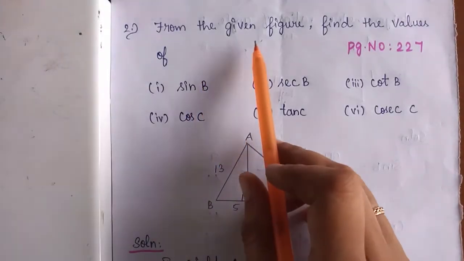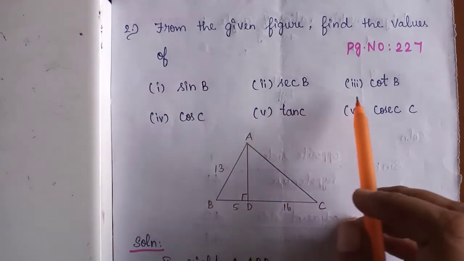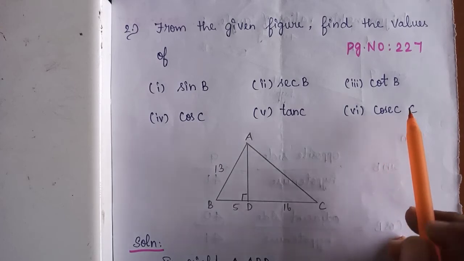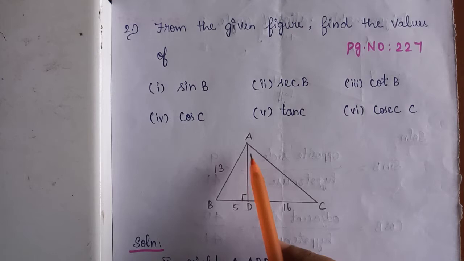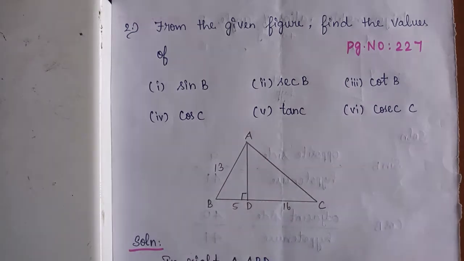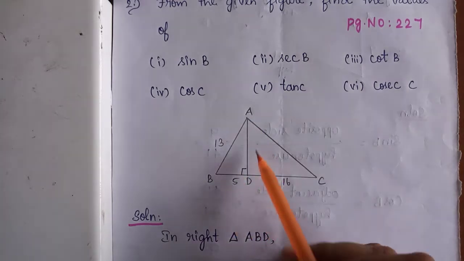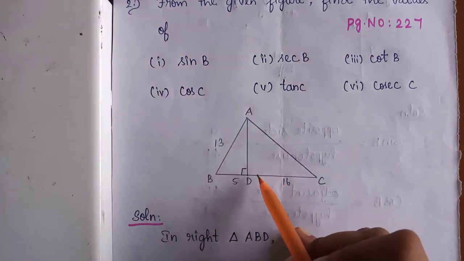Problem number 2. From the given figure, find the values of sin B, secant B, cot B, then cos C, tan C, cosecant C. The problem belongs to page number 227. So this is a given triangle ABC and you have another line from A to D. So first we have to consider the triangle ABD. You have to find the remaining side AD.